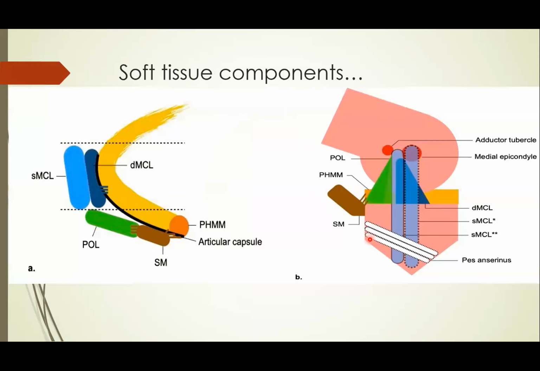Before we start off with the individual structures, it is important that we orient ourselves regarding the various soft tissue components. This is the axial view. We can see the medial meniscus on the innermost layer and the MCL ligaments, which are two, the deep and superficial. Then we have the posterior oblique ligament, a triangular ligamentous structure that you can see over here, and the semimembranosus and the pes anserinus, which come from proximal and attach distally towards the proximal tibia.